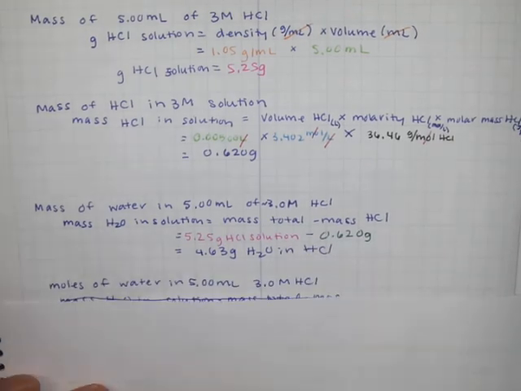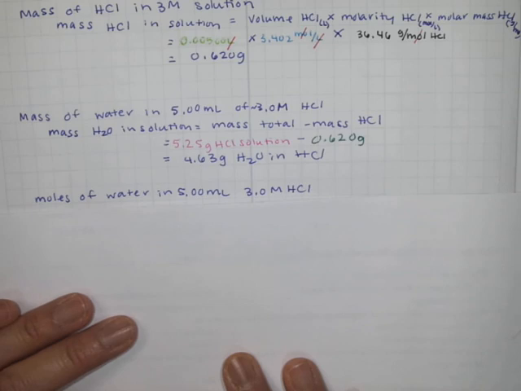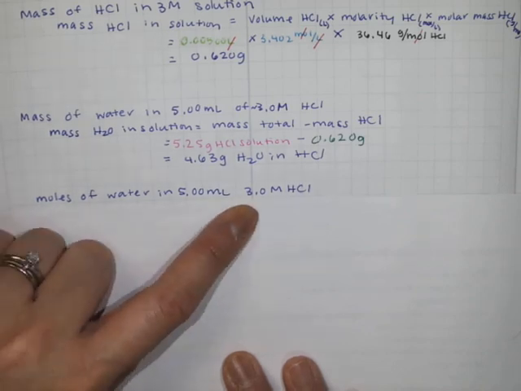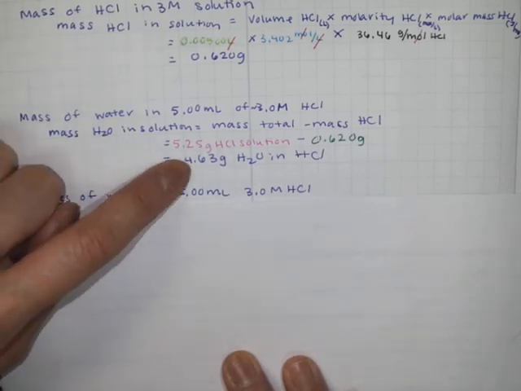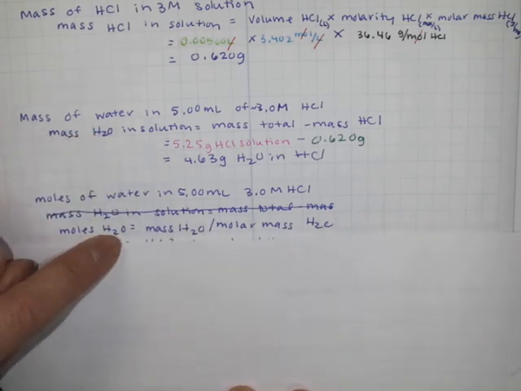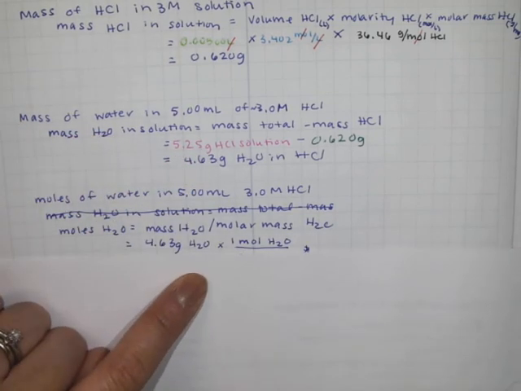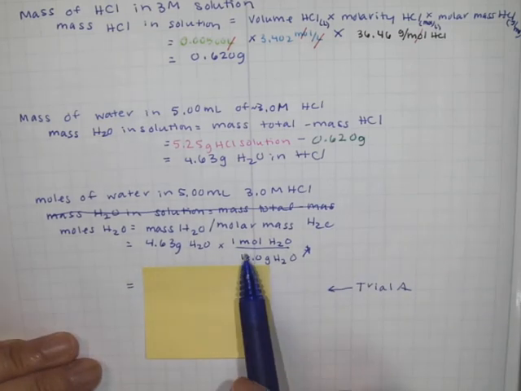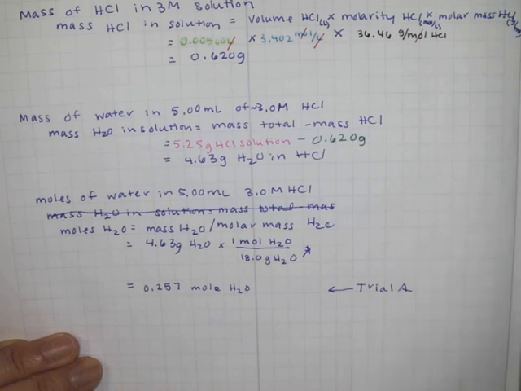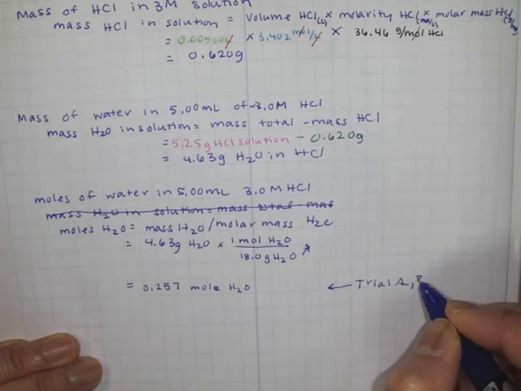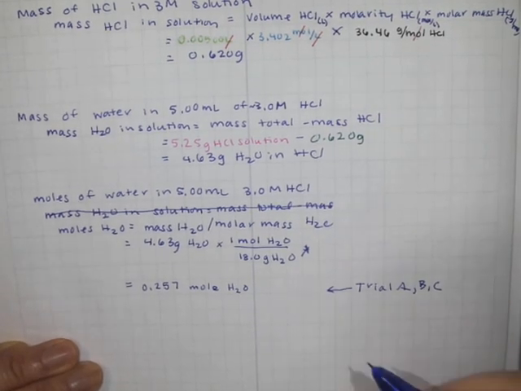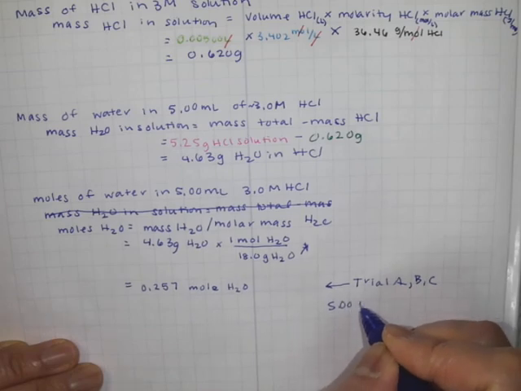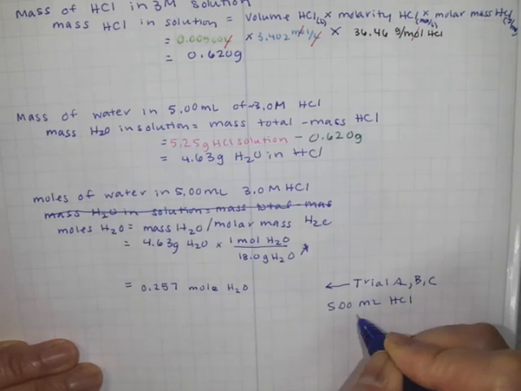Then we have to find the moles of water in 5 mL of 3 molar HCl. So we're just going to convert this. Moles of water equals the mass of water divided by the molar mass. So 4.63 grams of water times 1 mole over 18 grams. That's 0.257 moles of water. So this is for trial A. It's also true for B and C because you added 5 mL of HCl to all of the trials.